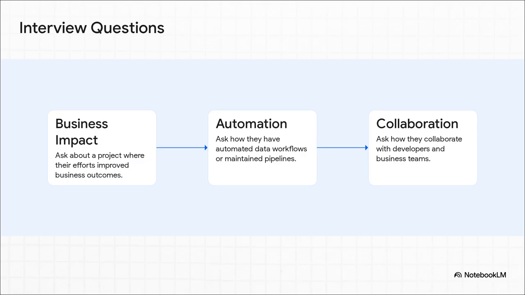Okay, you found a resume that looks great. Now what? How do you really figure out if they're the real deal in an interview? Here are 3 questions you can ask that work for pretty much any data role. First, always ask about business impact. How did something they did actually help the company? Second, ask about automation and maintenance. This really gets at their efficiency and engineering mindset. And third, and this is so important, ask how they collaborate. Data pros can't work in a silo. They have to partner with other teams to make things happen.